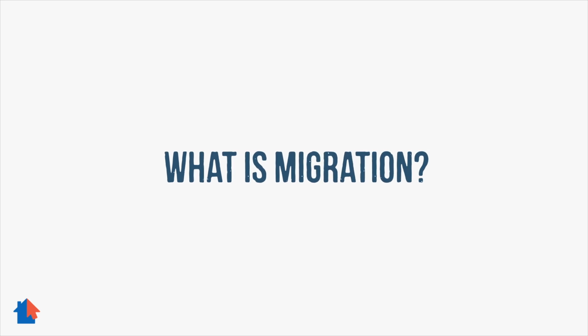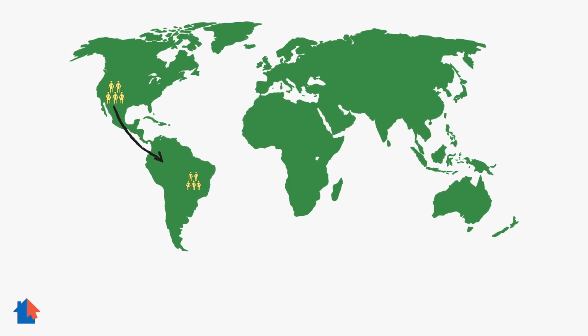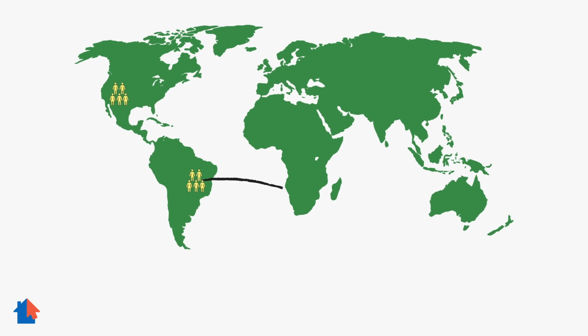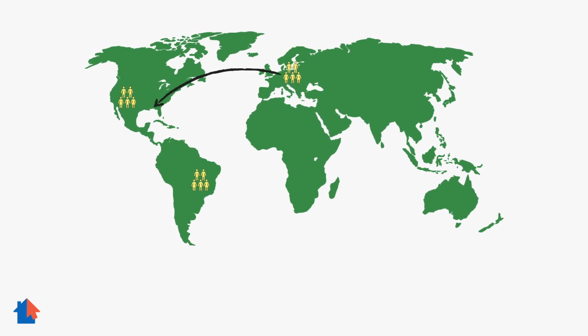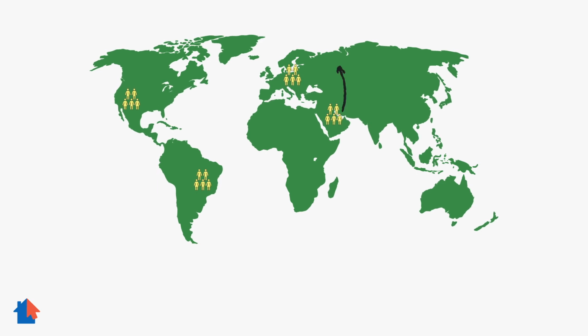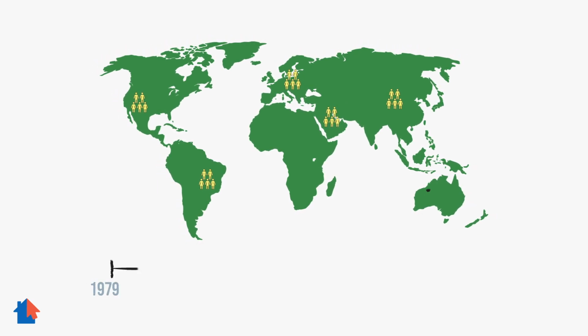What is migration? Migration is movement from one place to another. People who migrate are called migrants. We'll look at why different types of migrants move from one place to another. You will probably recognize your own migration journey in one or more of these kinds of migrants.